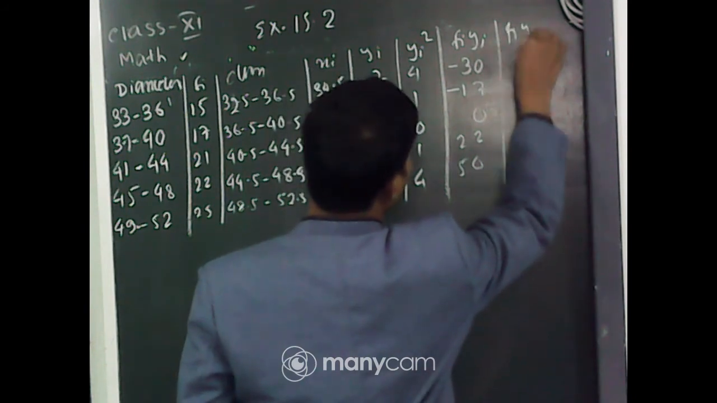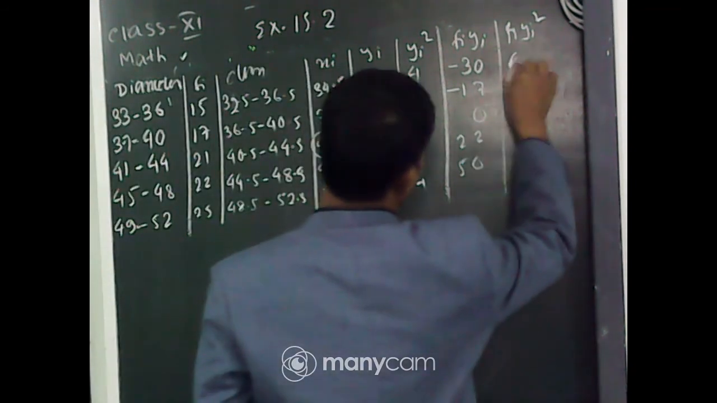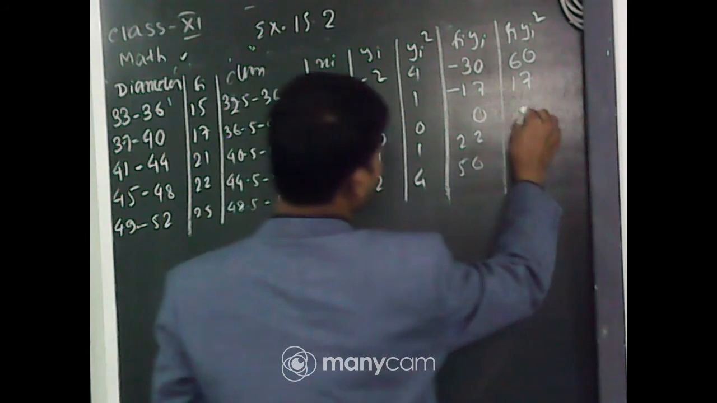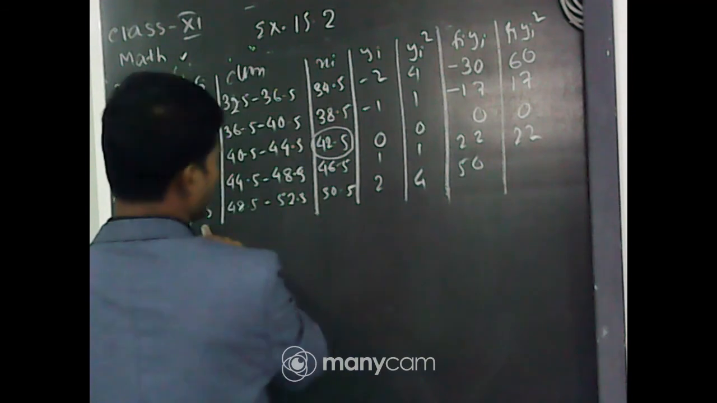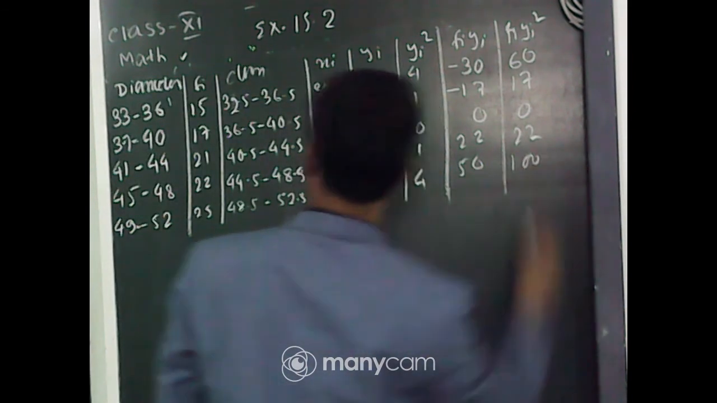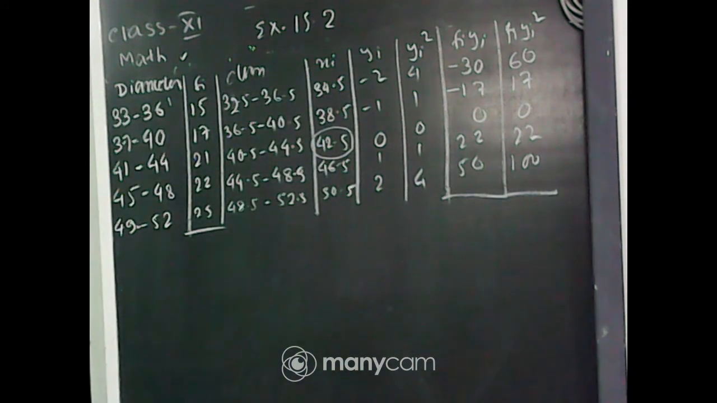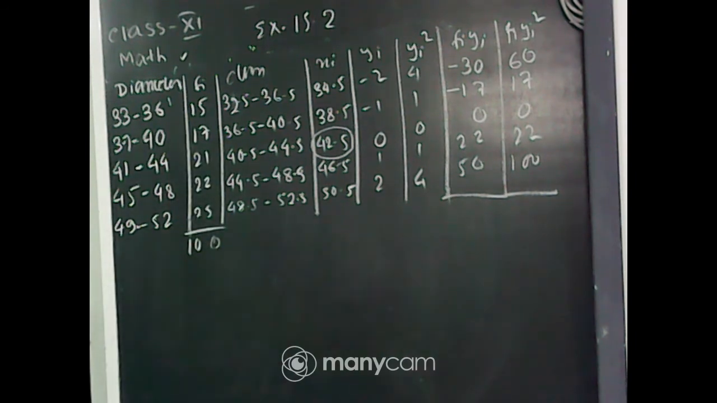Now fi yi square. So this is 15 into 4, 60, 17 into 1, 17, 21 into 0, 0, 22 into 1, 22, and this is 25 into 4, that is equal to 100. Now find the sum of these three. First find the summation of fi. So add them. Summation of fi is equal to 100.